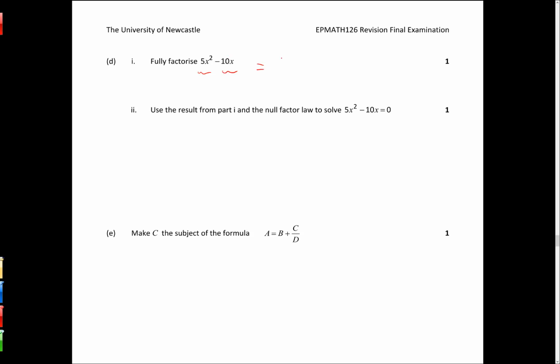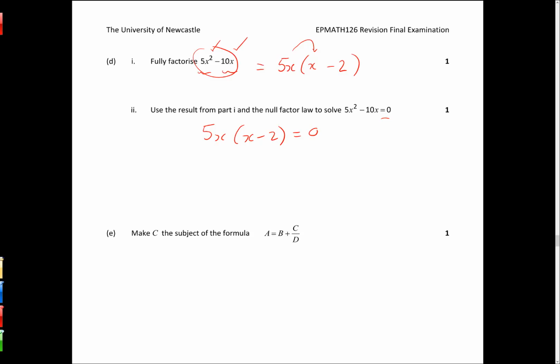So if I'm saying I can take a 5x out the front in total, well 5x times what gave 5x squared? 5x times x gives 5x squared. 5x times what would have given the minus 10x? Well, that better be a minus 2. Let's check. 5x times x is 5x squared. Check. 5x times minus 2 would be minus 10x. Everything's good. Now you use the result from part 1 and the null factor law to solve that exact same statement, but equals 0. Means I can write 5x outside of x minus 2 equals 0.